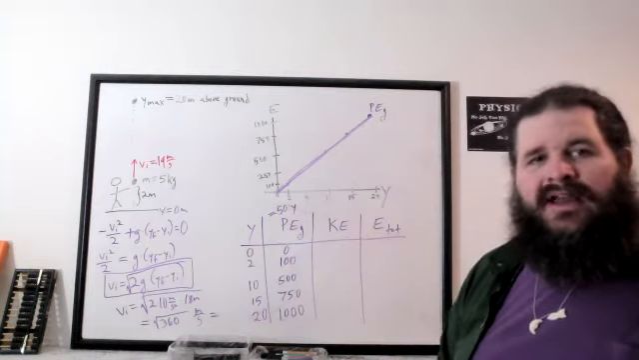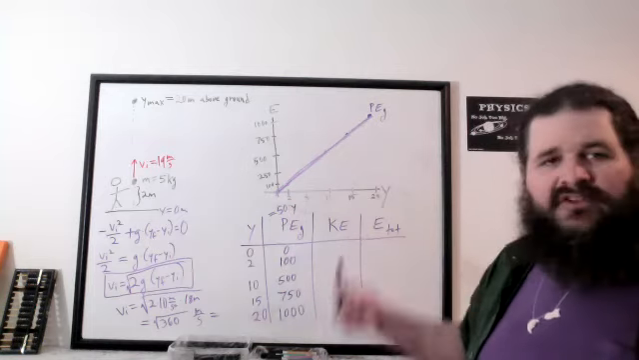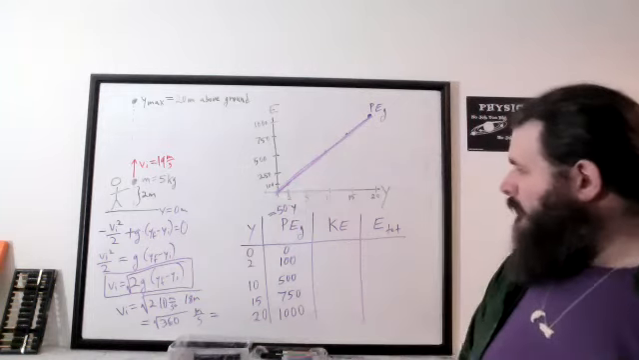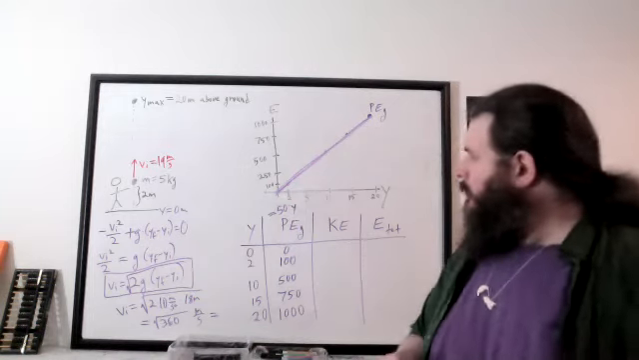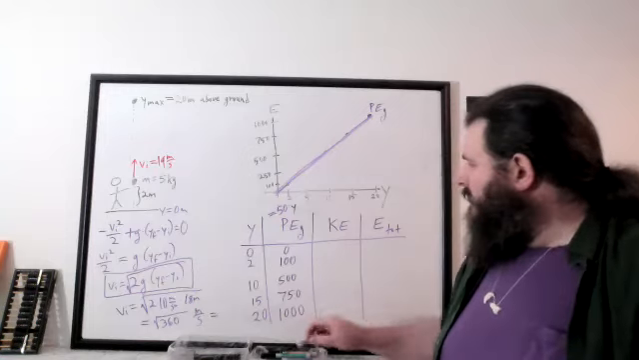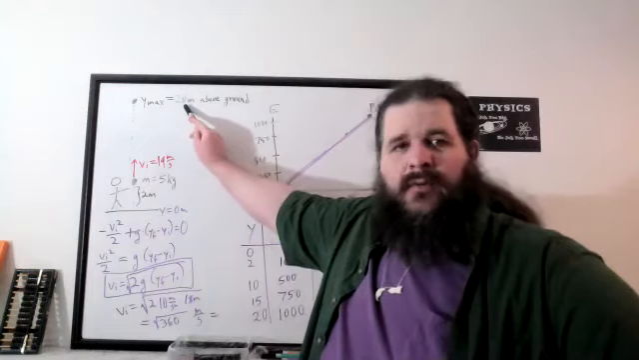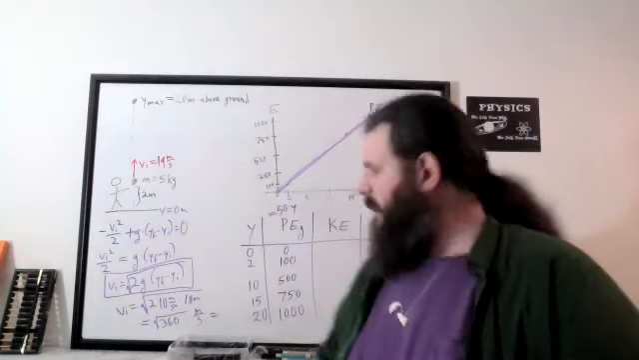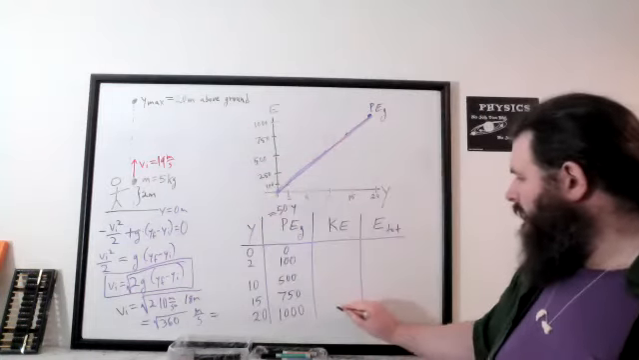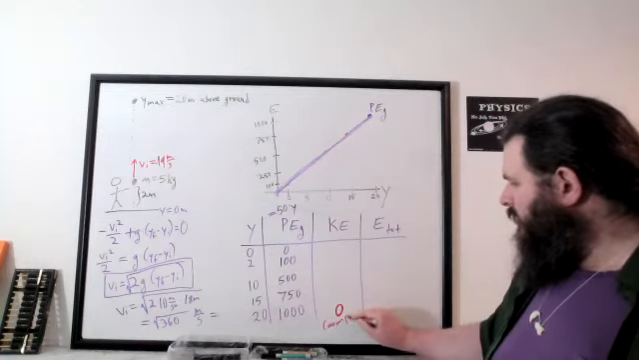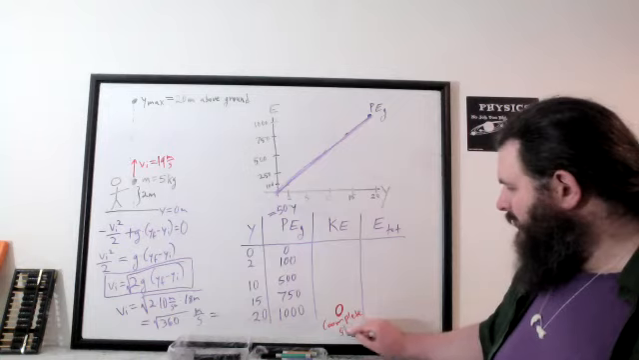We can't just use 1/2 mv squared because this is not a graph of speed, it's a graph of height. So we can't just use a standard formula for kinetic energy, but what we can use is the fact that we know the kinetic energy at the top. At 20 meters, we want the speed to be 0. So at 20 meters, we want the kinetic energy to be 0, because it has to come to a complete stop at that instant.